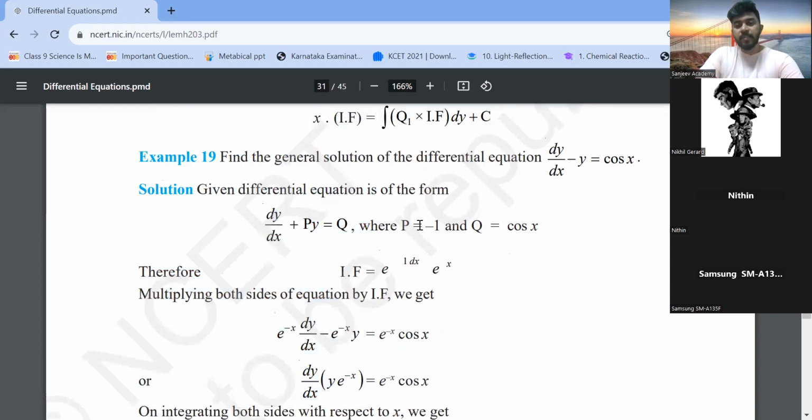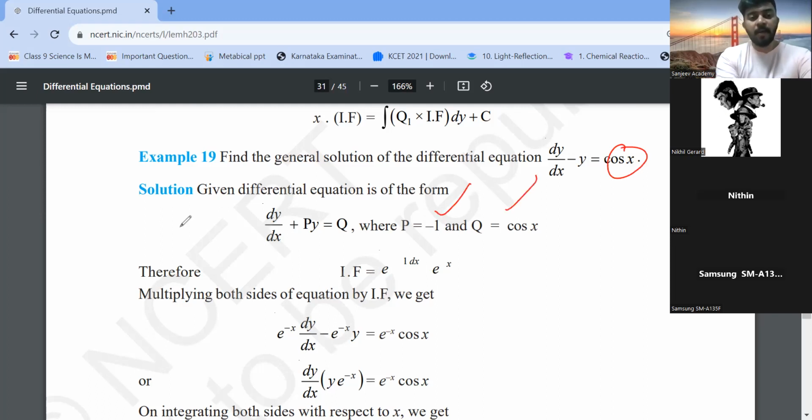So let's see the first question. Dy by dx minus y is equal to cos x. Correct? So we know the form is dy by dx plus py is equal to q. And what is my p here? Minus 1, because it is minus 1y here. And what is my q? Cos x. P is my minus 1 and q is my cos x.